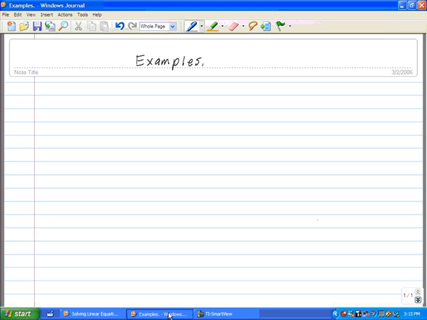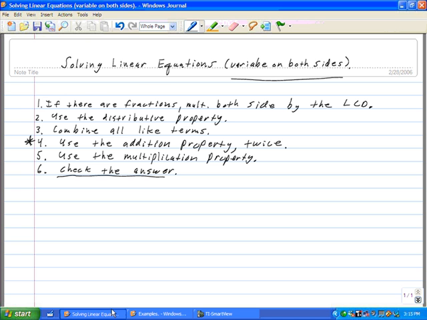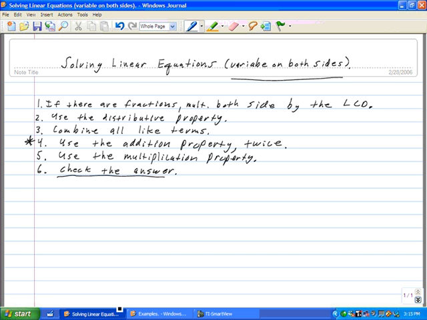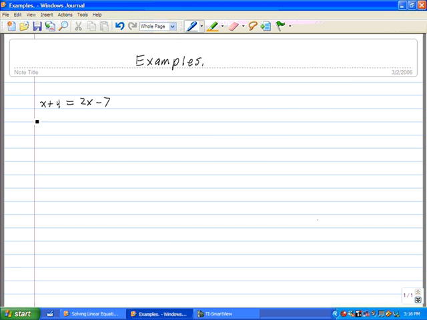Now let's jump in to looking at a few examples. Start off with something very straightforward and relatively easy. Let's look at x plus 4 equals 2x minus 7. Looking back at our steps, number 1 is to clear fractions, and we don't have any. Number 2 is to use the distributive property to clear out grouping symbols, and we don't have any.